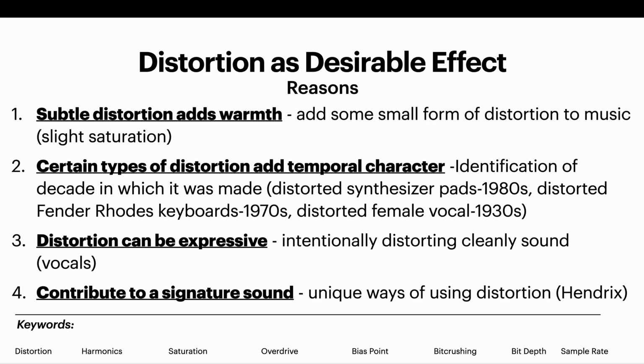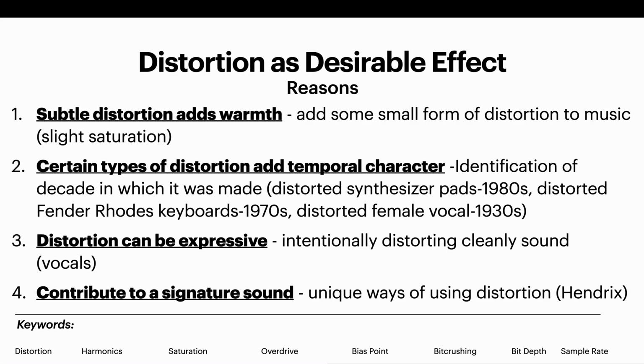Again, I know this is a lot of information. Pause this and just read and write down what I'm trying to say here. This is simply giving you examples about using distortion. So let me just go through each one of these. Distortion can add warmth to your individual sound. And we talked about distortion in the lighter sense being saturation. So you could add a bit of saturation to your sounds.